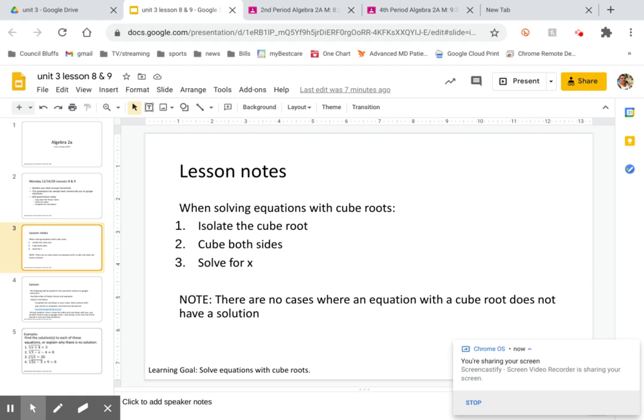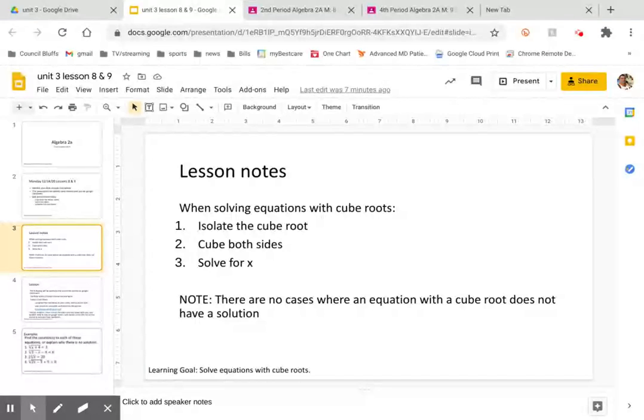All right, for today's lesson, we are basically doing the same thing we did in the last lesson, but instead of equations with square roots, we're doing equations with cube roots. So if you compare these lesson notes to the lesson notes from the previous lesson, you'll notice they're basically the same. Instead of isolating the square root, we're going to isolate the cube root. Instead of squaring both sides, we're going to cube both sides, since cubing and cube rooting are opposites of each other. And then we'll go ahead and solve for x.